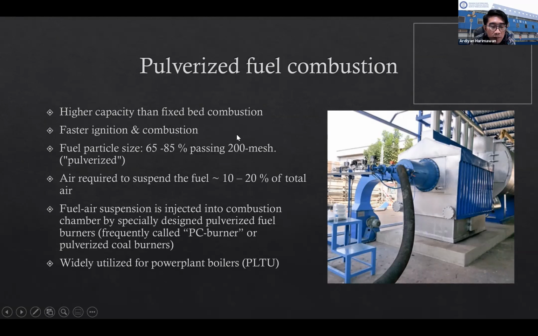Are you familiar with the size of particles in mesh units? No, sir. Have you not heard about this one? Mesh? No, sir, I don't think so, sir. Okay. Masa belum pernah diajari ya? Okay, maybe it is in lab tech or in another lecture.